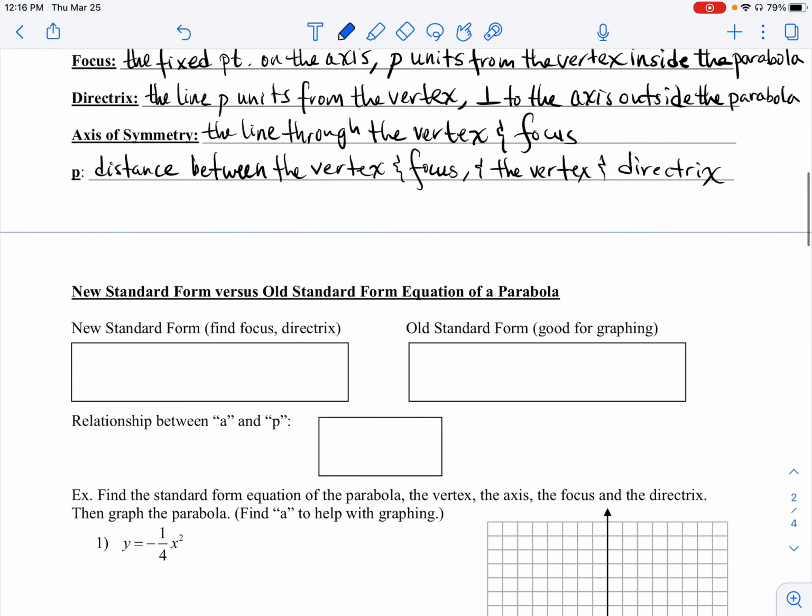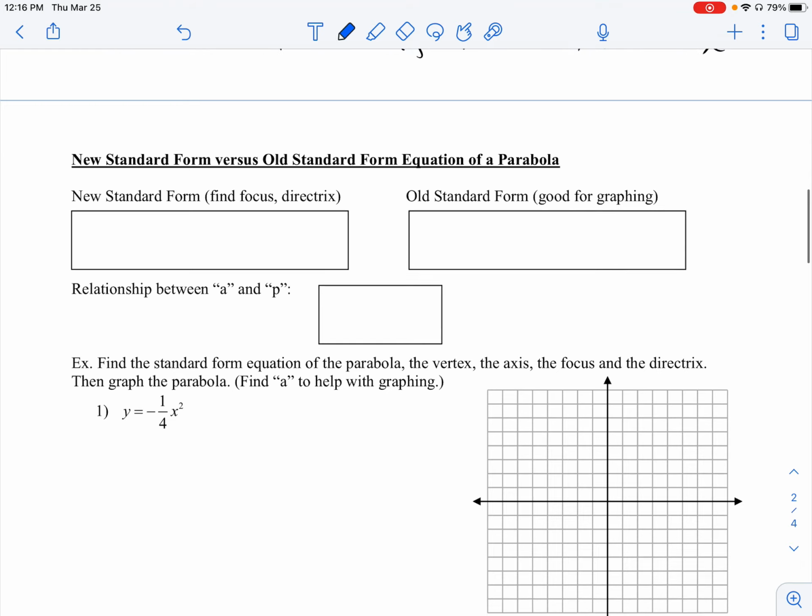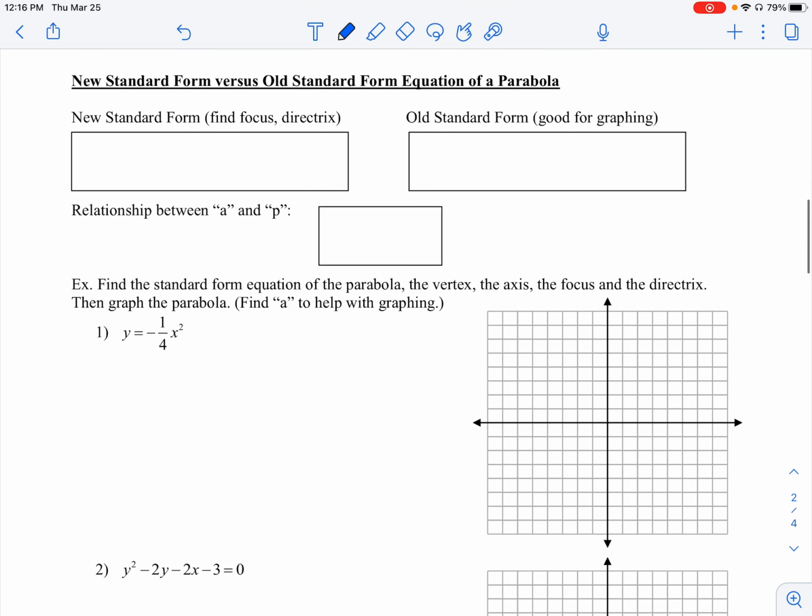Now let's have a conversation talking about the new standard form versus the old standard form of a parabola. As I mentioned earlier, we've already worked with parabolas quite a bit. We've seen them. What was our old standard form? How did we write parabolas before? Well, we typically said the following.